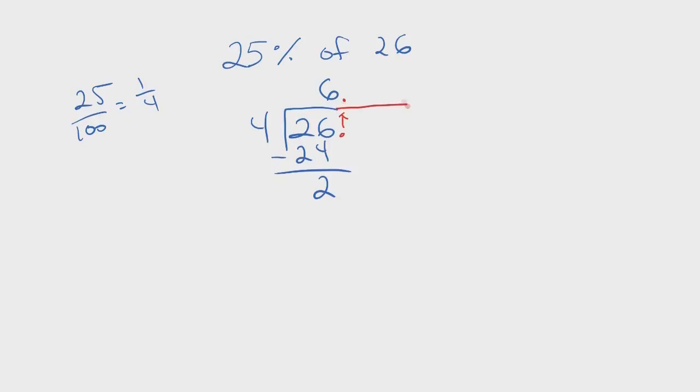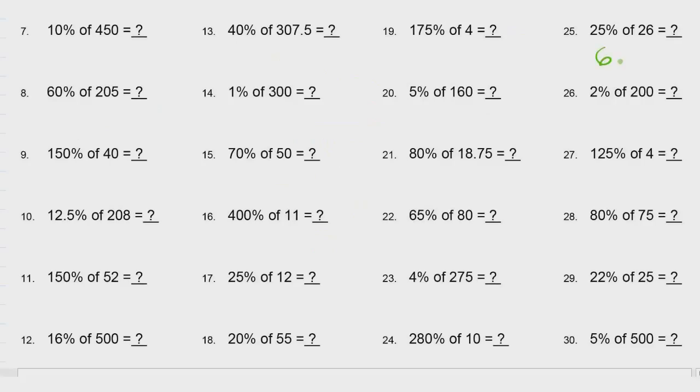Well, hopefully you know you can add a decimal right here and bring it straight up. Let me extend this line. And then you can start adding zeros. I think we only need 1 zero, and you just bring it down, and you get 20. And 4 goes into 20 5 times. This will equal 6.5. The answer for number 25 is 6.5.